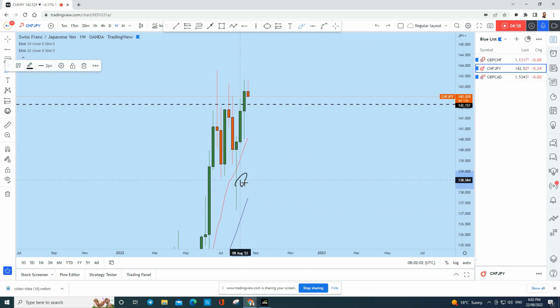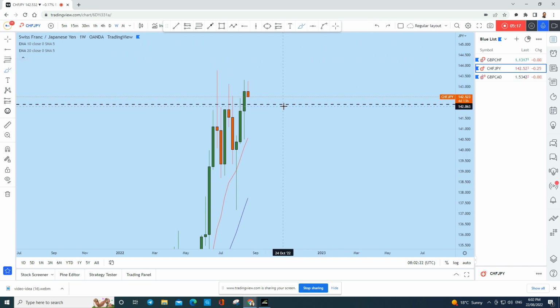There is a lot of liquidity as this is a higher time frame structure, and we have seen that this current weekly candle has closed with a strong long wick at the top and a long wick at the bottom. That means that CHFJPY could be setting up for a bigger move to the upside.